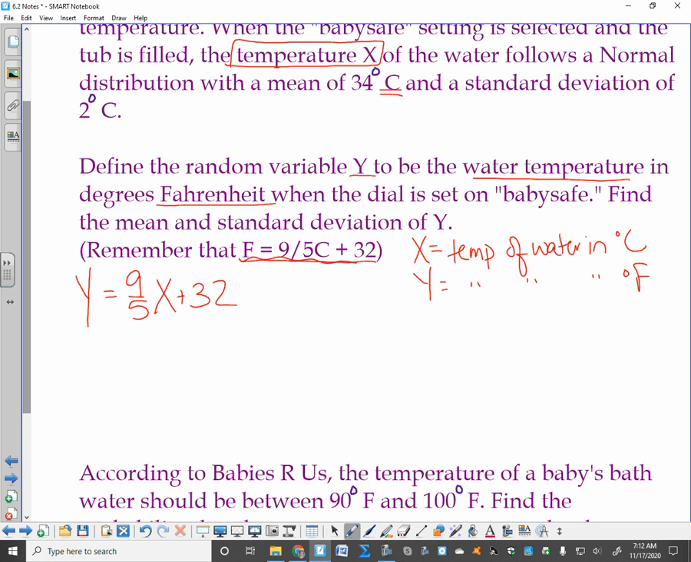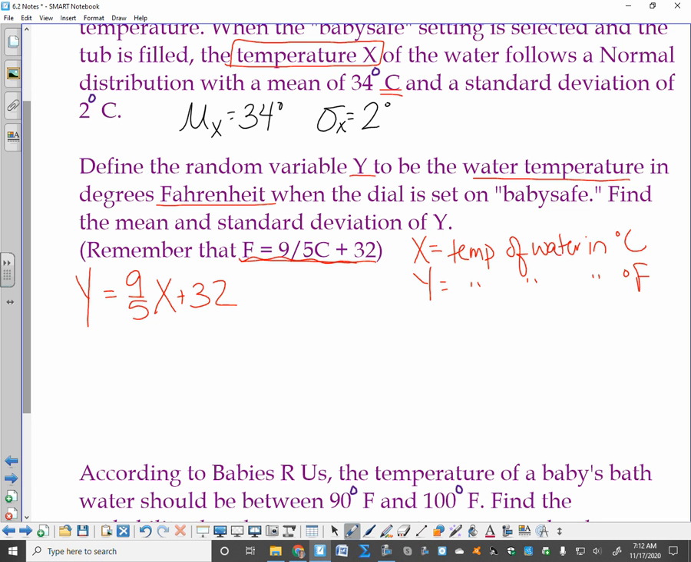Now, I know that the mean is 34 degrees. Okay, well, I want you to be able to write this correctly. So that is mu sub X, because that's in Celsius. So don't just write mu, because I have two different variables here. So mu sub X is 34 degrees, and sigma sub X is 2 degrees.